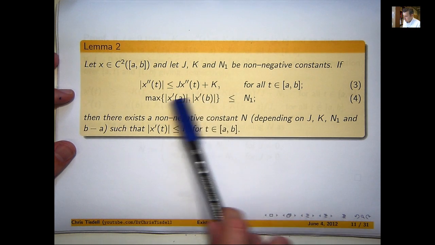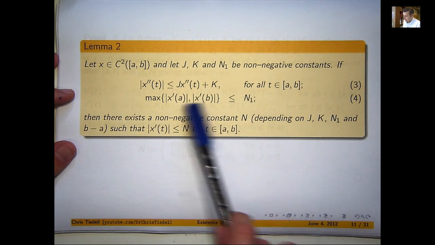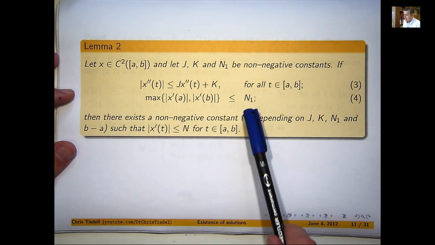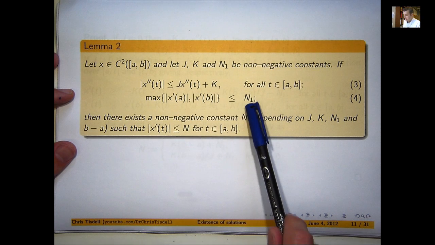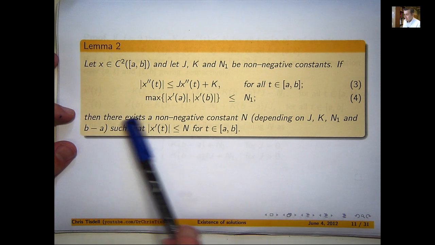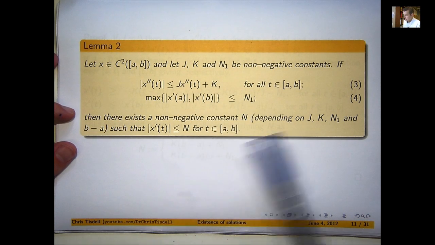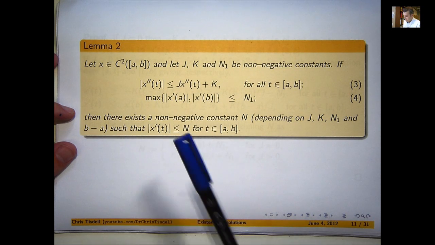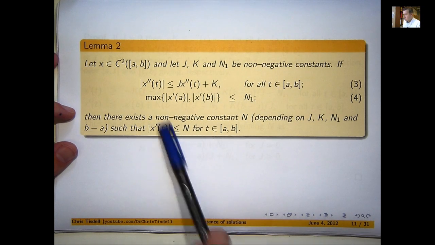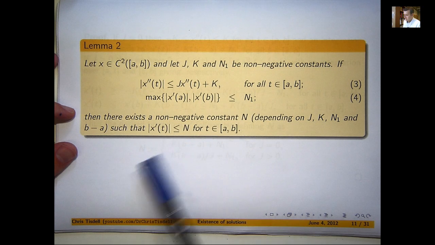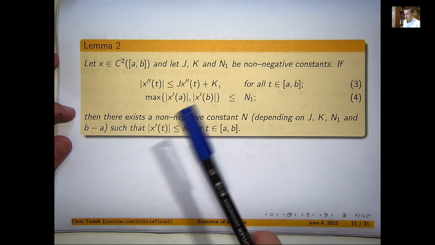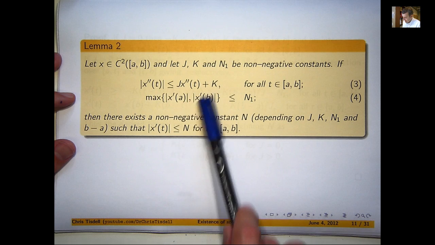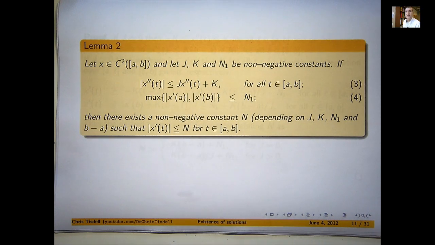these derivatives satisfy, at the endpoints of the interval, this inequality, then there is a non-negative constant, big N, which depends on these constants here, such that the absolute value of the derivative on this interval is less than or equal to that N. Now, by these derivatives here, I just mean one-sided derivatives, so it's like a one-sided limit, if you like.